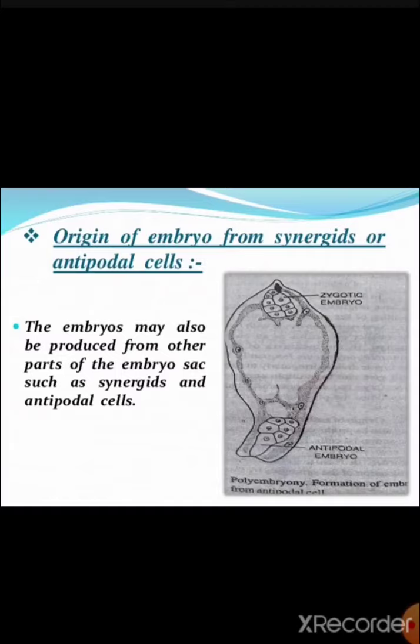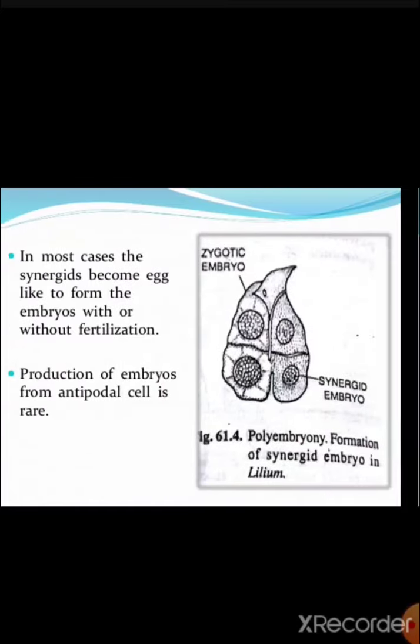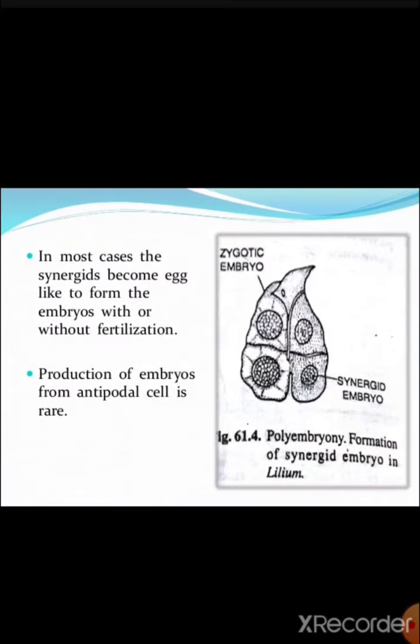The embryos may also be produced from other parts of the embryo sac, such as synergids and antipodal cells. In most cases, the synergids become egg-like to form the embryos with or without fertilization. Production of embryos from antipodal cells is rare. In the figure, a very rare example is shown: the formation of a synergid embryo in the Lilium plant.